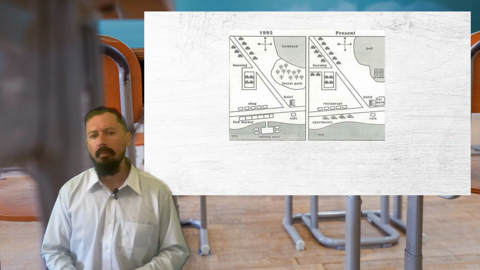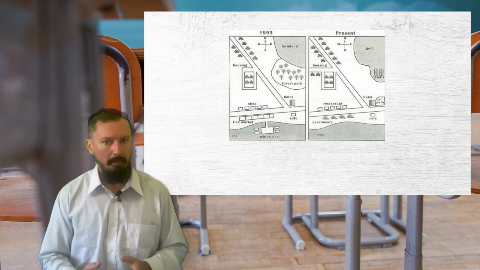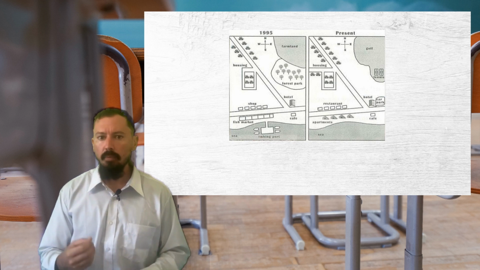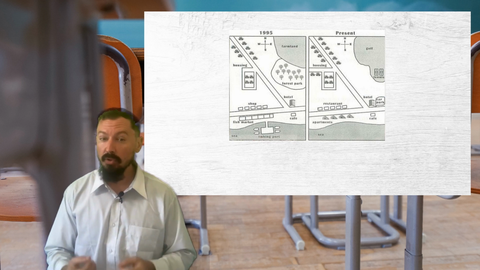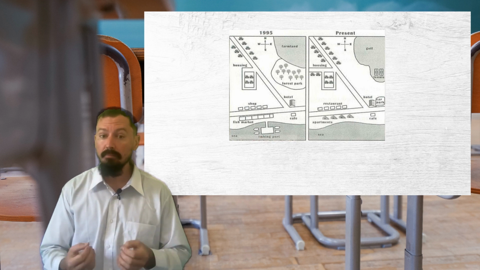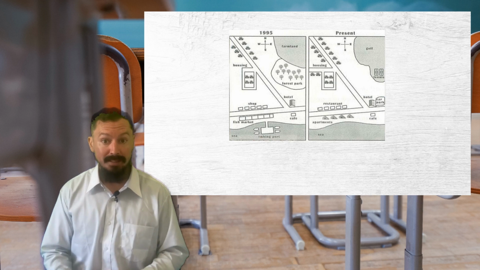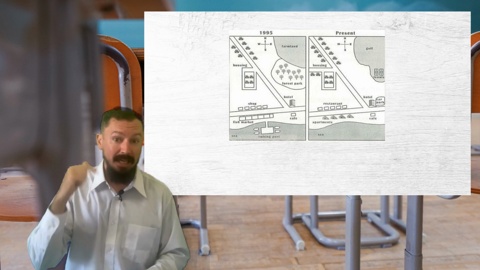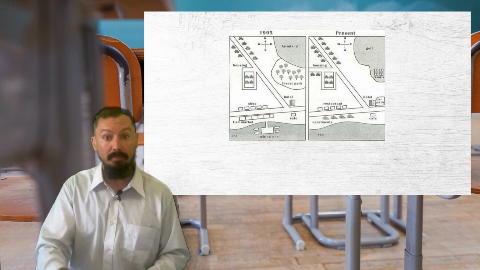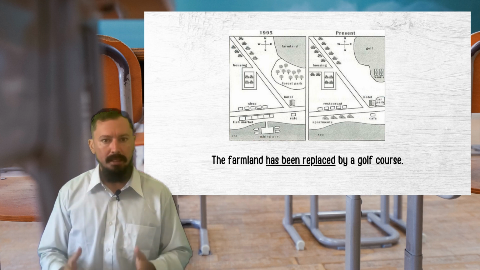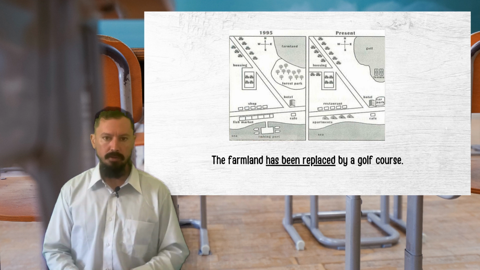Let's look at an example. Here we can see 2 maps. One shows the past and one shows the present. If we want to show how things have changed, then we're going to rely heavily on the present perfect tense. That's because the present perfect is used for things that began in the past, but when the time period concerned leads up to the present. For example, the farmland has been replaced by a golf course.